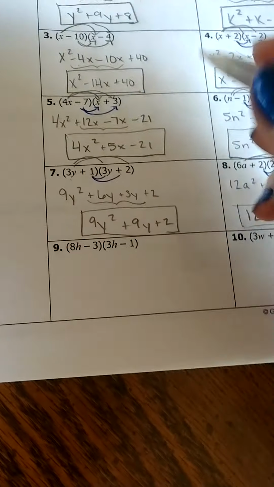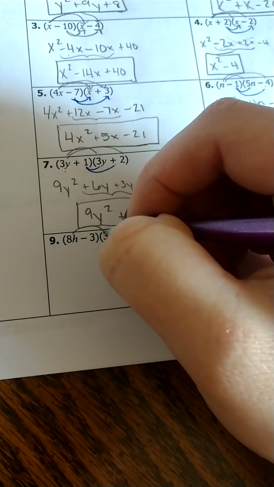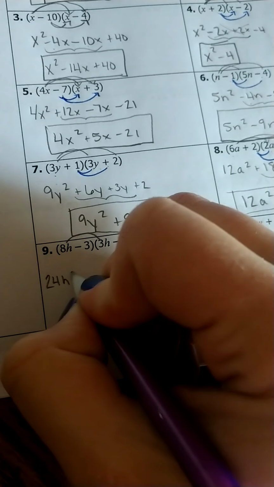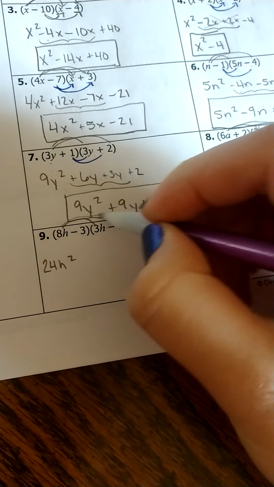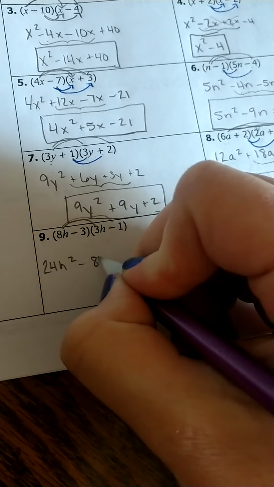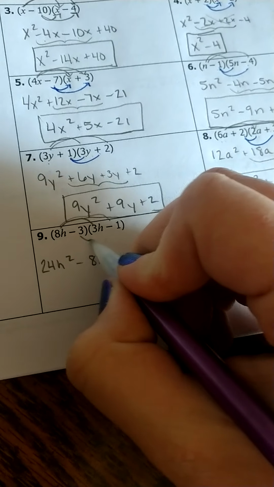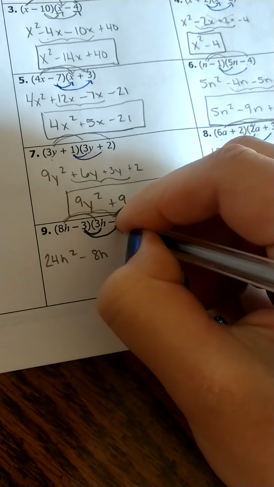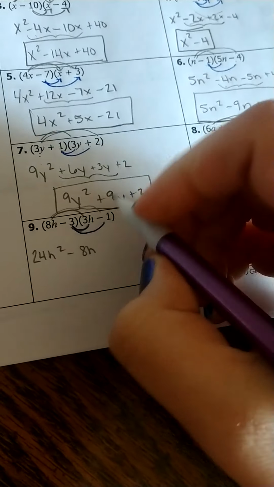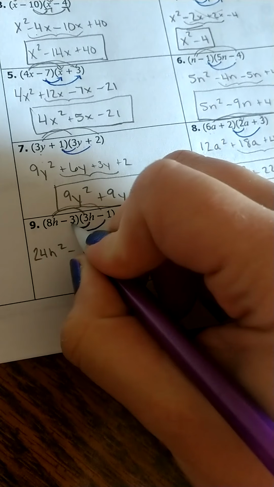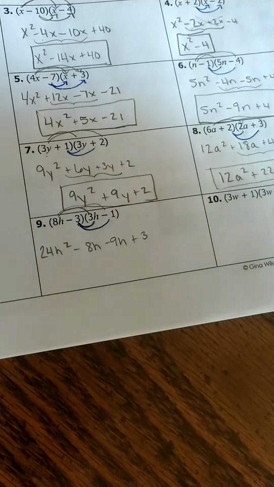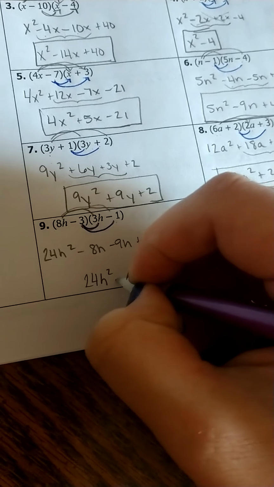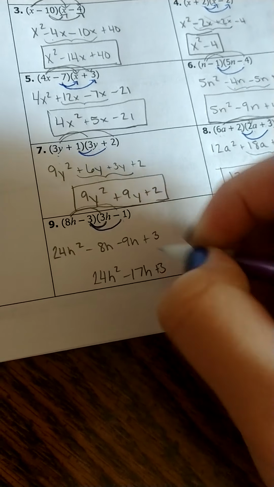All right, number 9. 8h times 3h. 8 times 3 is 24, so that's 24h squared. 8 times negative 1 is a negative 8h. Negative 3 times 3 is a negative 9h, and a negative 3 times a negative 1 is a positive 3. Combine our like terms, so it's going to give us 24h squared minus 17h plus 3.